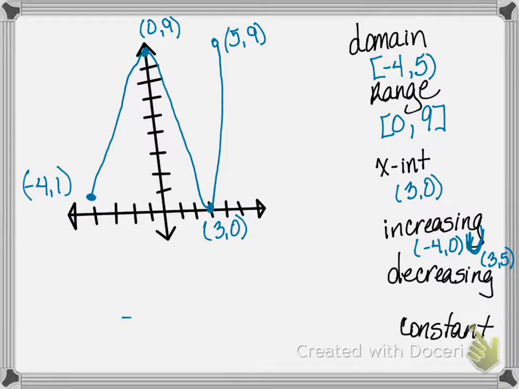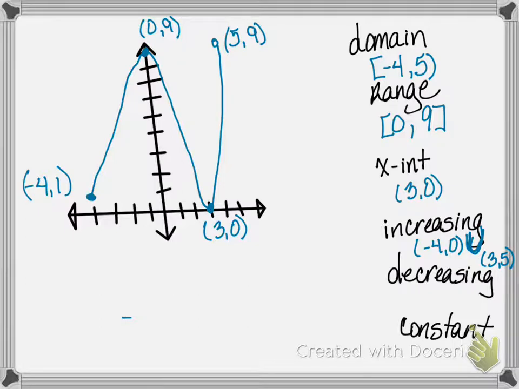Typically, increasing, decreasing, and constant, you always use parentheses. Why wouldn't it be brackets? If you put brackets on your test, I'm going to give you full credit. Just in general, when we're doing those intervals, it's parentheses. But I would give you full credit for brackets.